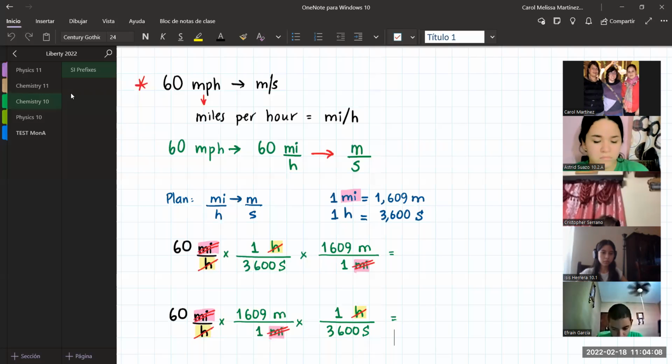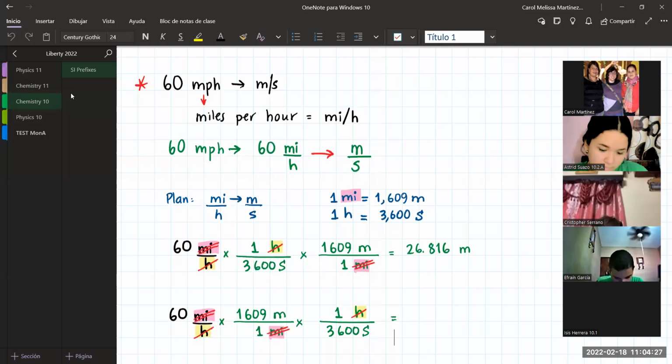If you want to participate, you can send your answer in the chat. 26.81. Okay. 26.81 meters up, seconds down. Okay. What did I say yesterday about rounding?